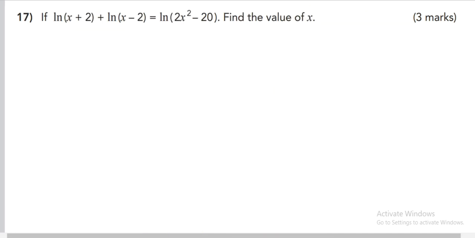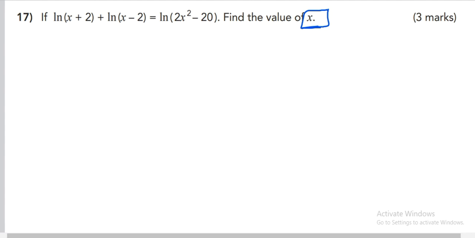Question 17. If ln of x plus 2 plus ln x minus 2 equal ln 2x power 2 minus 20. Find the value of x. Find the value of x means we want to solve the equation. Here he asked to find the value of x. It's the same as if he said solve this equation.